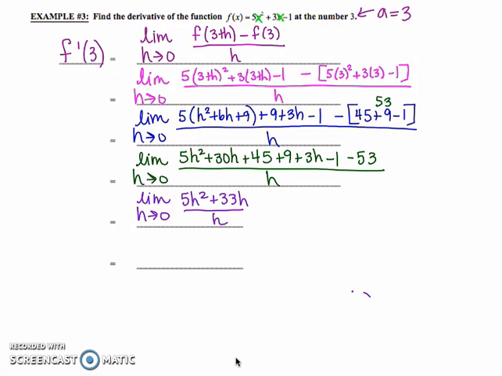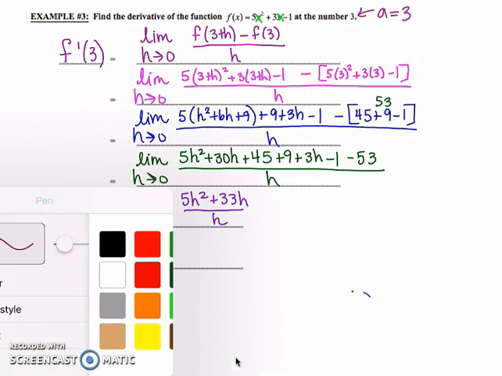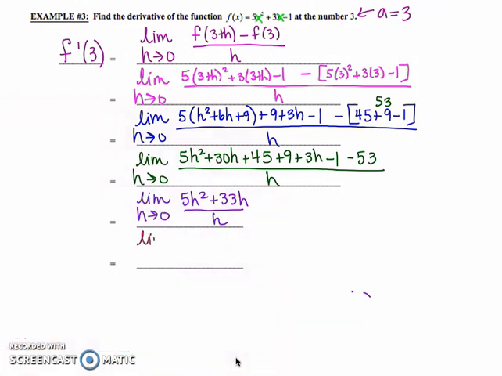Okay, well now the next step here, I'm going to be able to factor an h out of my numerator. So when I do that and I factor the h out of my numerator, I get the limit as h approaches 0 of h times 5h plus 33 divided by h. And then of course the last step would be, before I do direct substitution, I want to cancel out that h term that gives me 0 in the denominator.